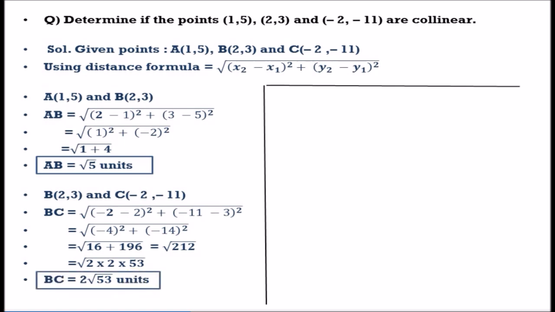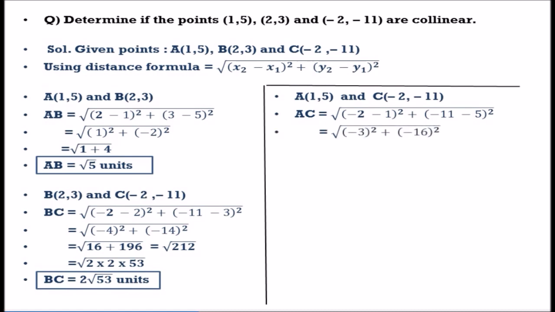Now, the final thing that we need to calculate is the distance between A and C. A is 1, 5 and C is minus 2, minus 11. So the distance of AC will be C minus A, the respective coordinates, minus 2 minus 1 whole square plus minus 11 minus 5 whole square. So minus minus plus, sign will remain minus. 2 plus 1, 3 whole square plus minus minus plus, sign will remain minus. 11 plus 5, 16 whole square. So 3 3s are 9 and 16 16s are 256. Adding up, we'll get AC as root over 265 units.